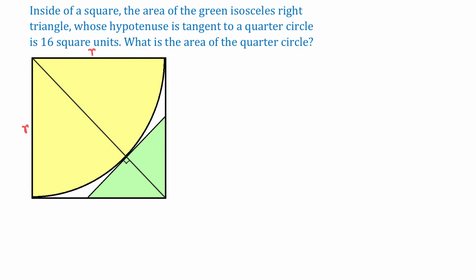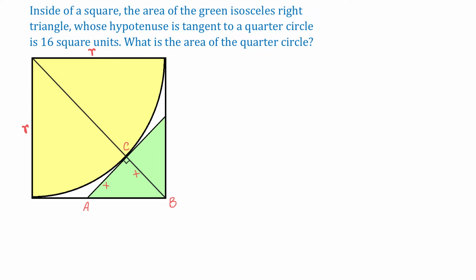And now the green triangle is split into two equal isosceles right triangles. Let's call one of these triangles A, B, and C, and let each of these two sides be equal to x. Now, if the area of the green triangle is 16 square units, then the area of the triangle ABC will be 8 square units.